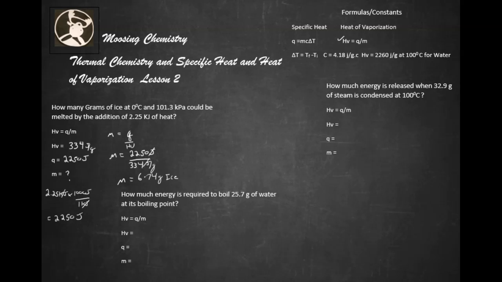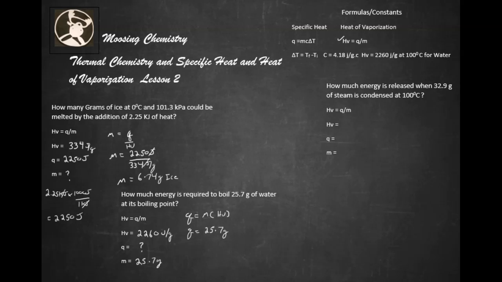Okay, so our HV value is going to be 2260 J over G, right? Our mass is 25.7 grams. So we're looking for our Q value, which is Q, which is the question mark there, sorry. So we're going to set this up as, of course, Q equals M times HV.